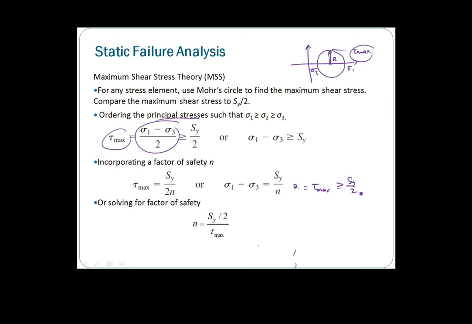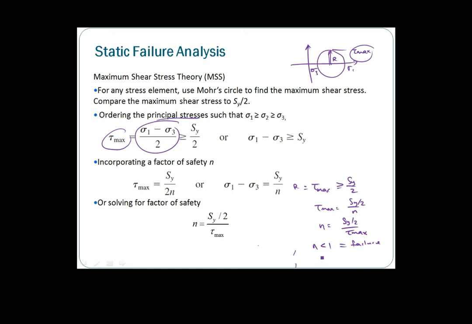If you incorporate the factor of safety, basically it is tau max equals Sy over 2, or n equals Sy over 2 over tau max. So what it means here, if your tau max is larger than Sy over 2, meaning your n is lesser than 1, then failure.